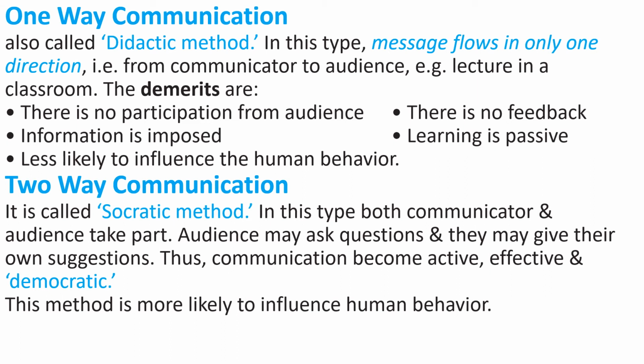Types of communication. One-way communication, also called didactic message, didactic method. Message flows in only one direction. The demerits are no participation from audience, no feedback, information is imposed, learning is passive, less likely to influence the human behavior. Two-way communication, called Socratic method. In this type, both communicator and audience take part. Audience may ask questions and they may give their own suggestions. Thus, communication becomes active and effective and democratic. This method is more likely to influence human behavior.